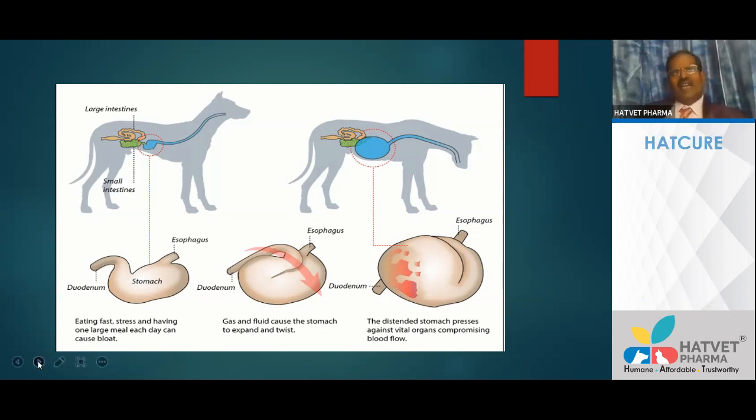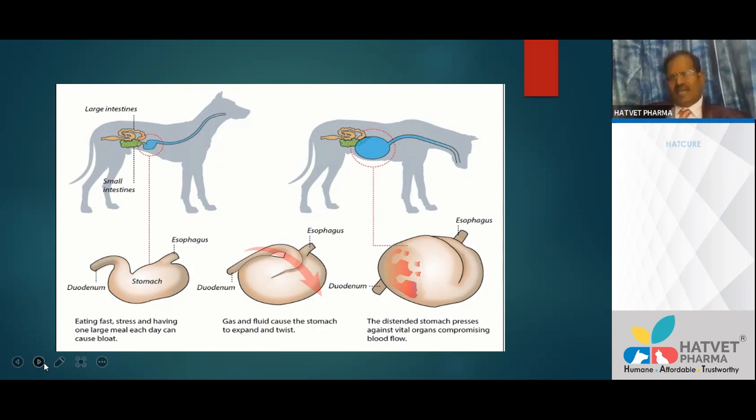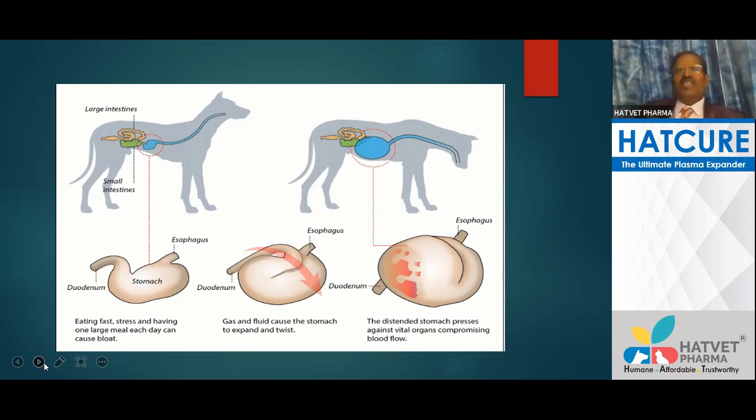And nowadays there are occasions where, if it is a Great Dane with hereditary predisposition or suspected GDV, when they do the spaying operation itself on a giant breed dog, they do a gastropexy and then send the dog back, so that GDV occurrence can be controlled. That's the way the preventive measure is also done in other developed nations.